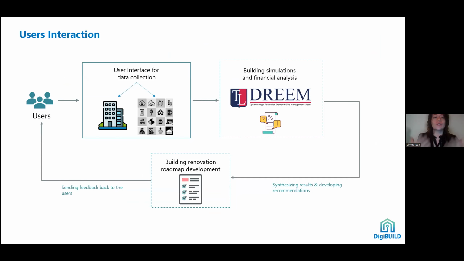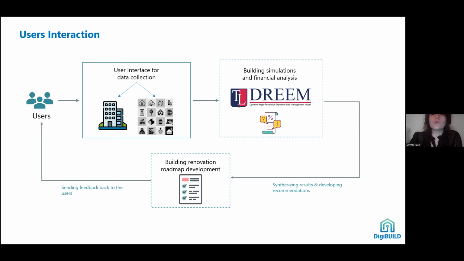All in all, just to help you understand the user interaction, it's very important for us to get this feedback from the users. Otherwise, we cannot simulate their buildings and provide them with a recommendation. So the starting point is collecting the building characteristics and also the renovation measures that the users would like to test in their building applications. This is the first step, and it's the major step where the users' contribution is needed. Afterwards, it's mainly the DigiBUILD experts who will do the simulation and the financial analysis. This part will be better explained during the demo, so I will not go into details about the model now, as you will see it in more detail.